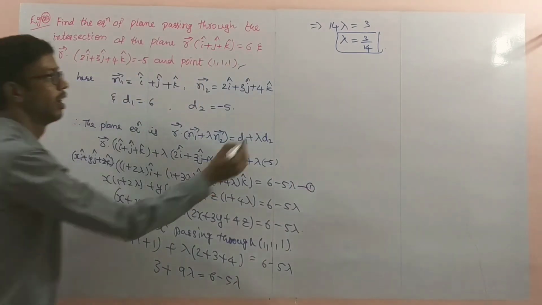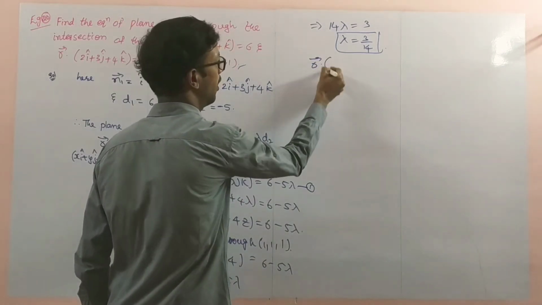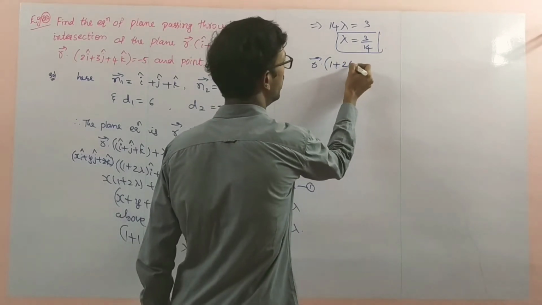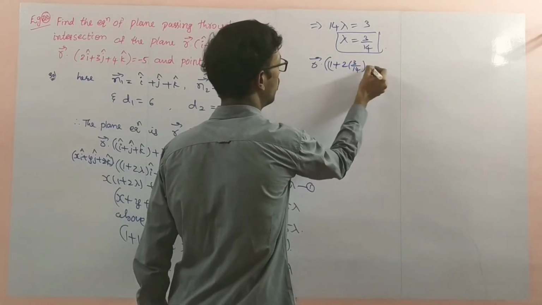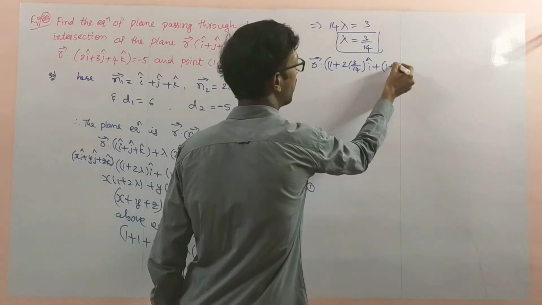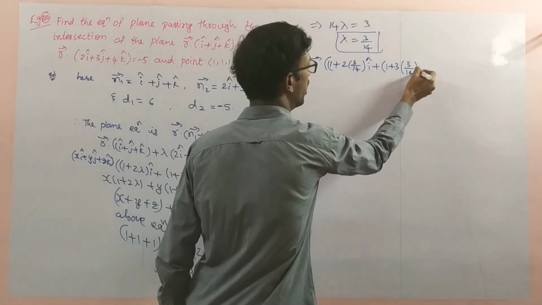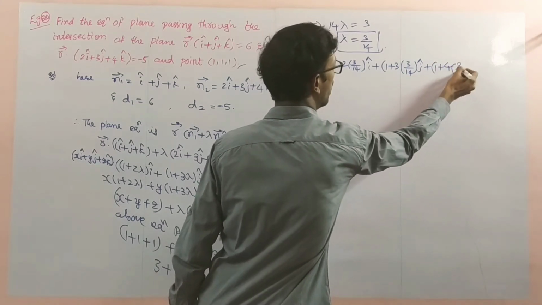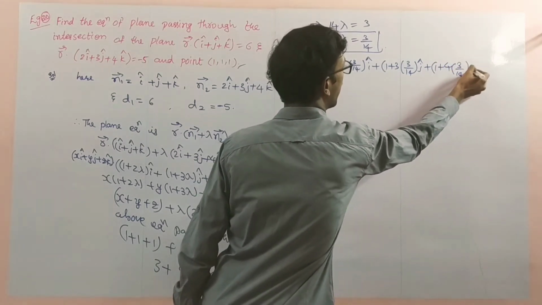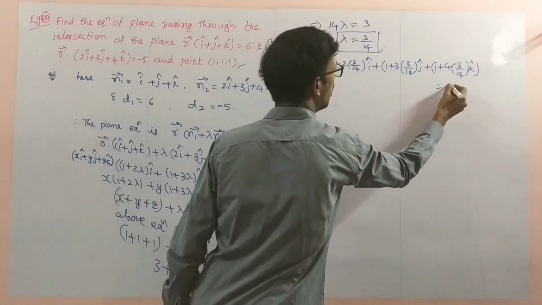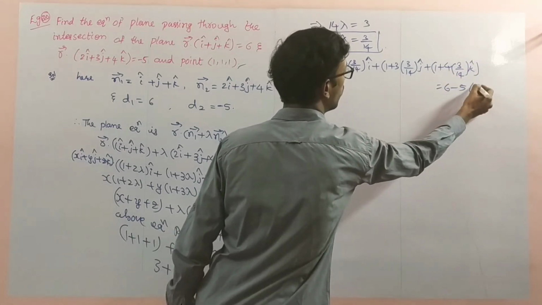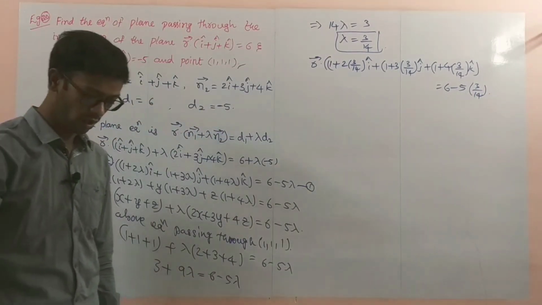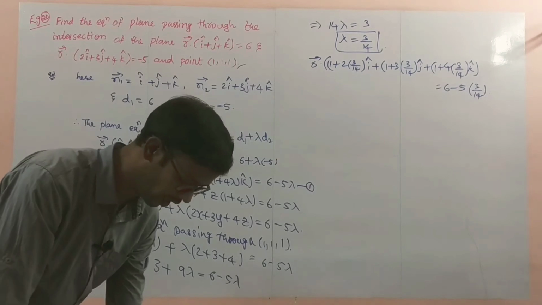Directly here, writing r bar dot ((1 plus 2 into 3 by 14) i cap plus (1 plus 3 into 3 by 14) j cap plus (1 plus 4 into 3 by 14) k cap) equal to 6 minus 5 into 3 by 14. You have to make the total simplification here.